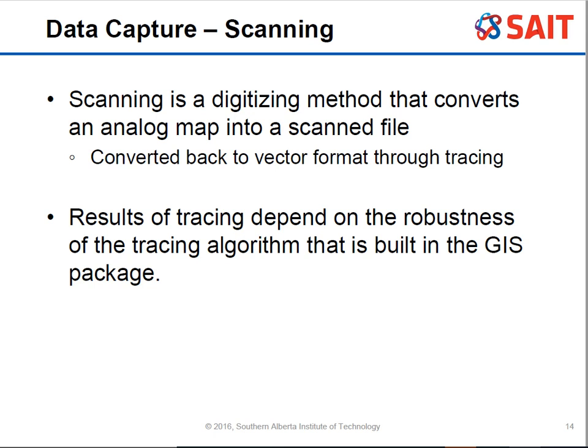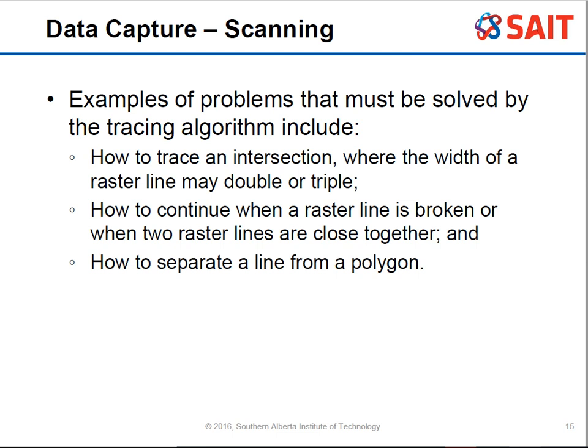They're getting better. It's becoming easier to scan them in and have them ready as different features, but the automated version of it is still not great. So you definitely need some manual interaction with it. Some of the reasons why automation is not perfect: how do you trace an intersection? Maybe there's a raster line that could be double or triple the width of what it actually is. So how do you draw that?